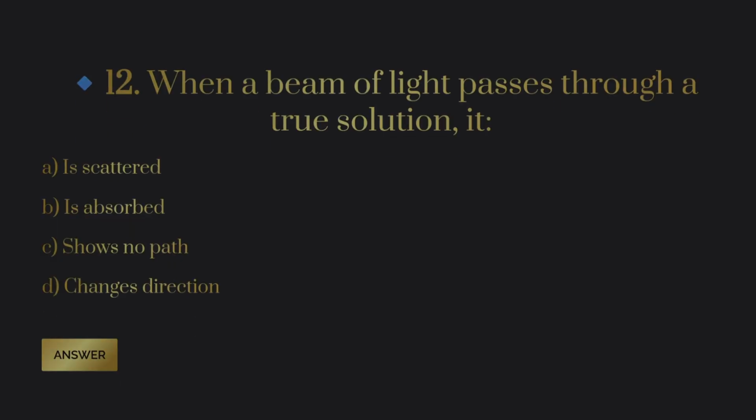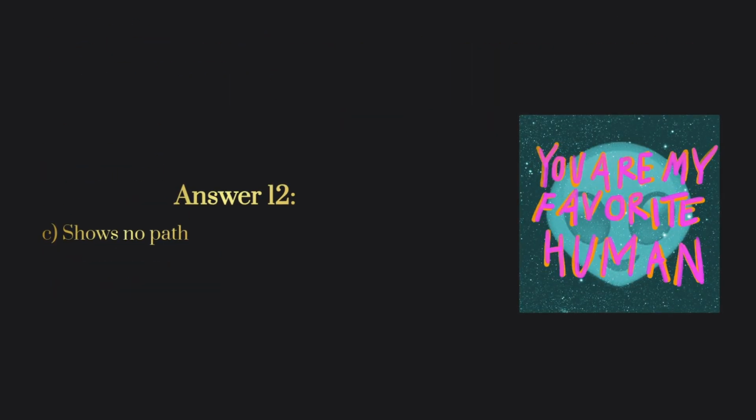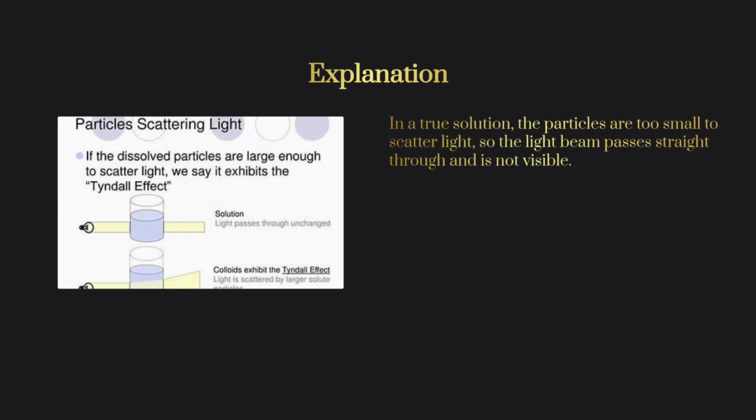Question number 12. When a beam of light passes through a true solution, it is scattered, it is absorbed, it shows no path, or it changes the direction. Answer is, it shows no path. So we've already studied that in a true solution, the particles are too small to scatter light. So the light beam passes straight and is not visible.